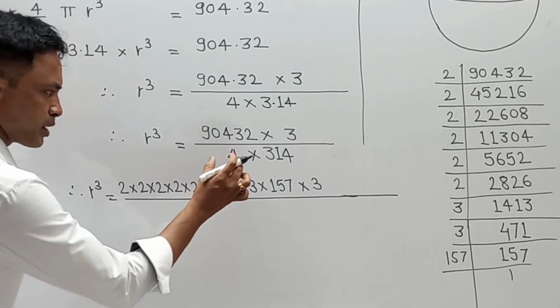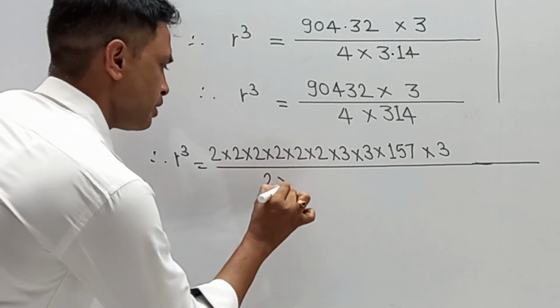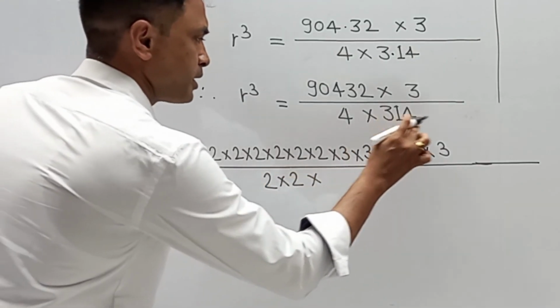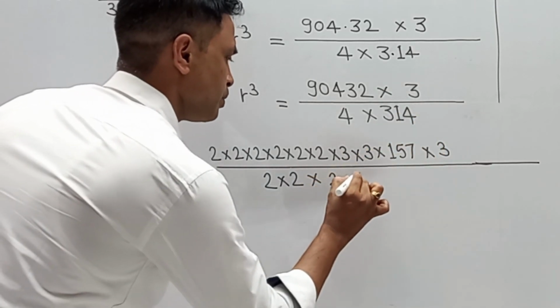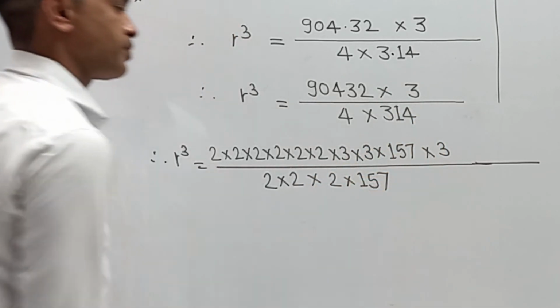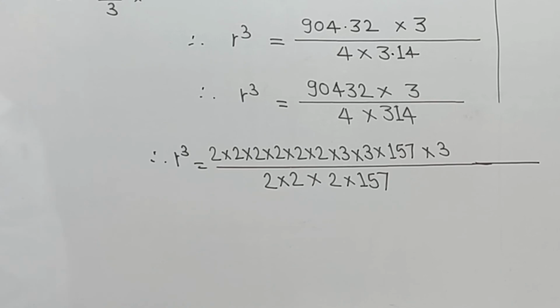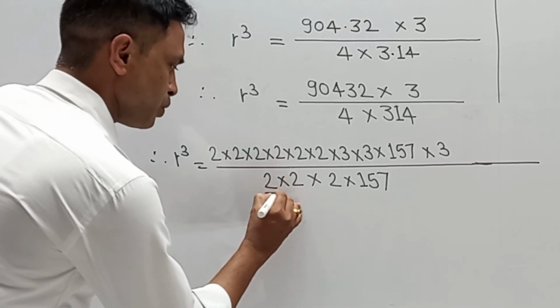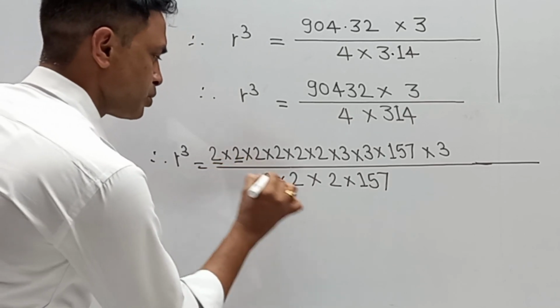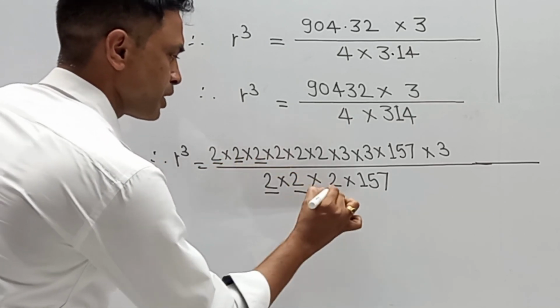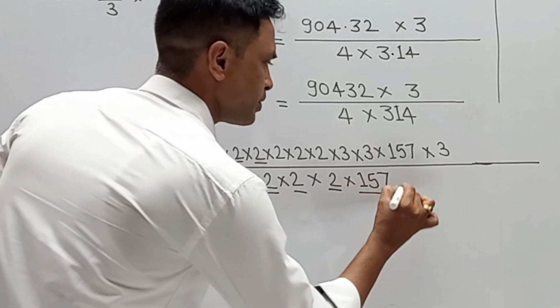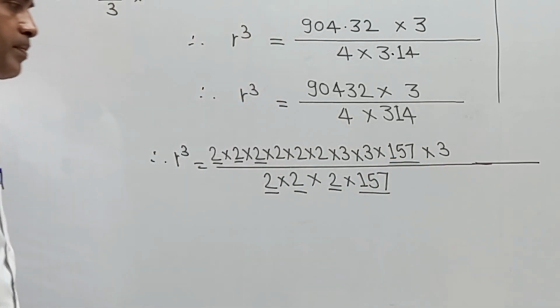Now the split up of this part. 4 means simply 2 into 2. And again 314 means 2 into 157. Now here you will get n number of parts which are the same or common. So 2 gets cancelled with 2, next 2 gets cancelled with 2, next 2 gets cancelled with 2, and 157 gets cancelled with 157.